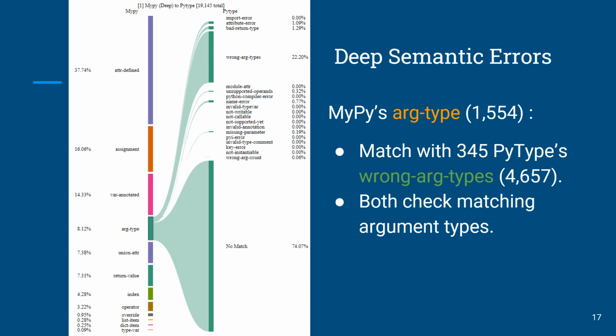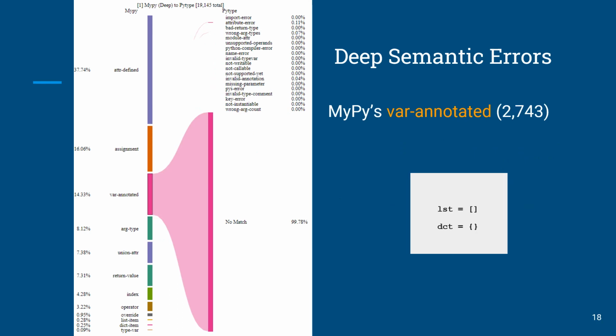Regarding argument types, there is overlap between errors reported from both tools. For MyPy's argument type code and PyType's wrong argument type code, they both detect argument types that are incompatible with the corresponding formal parameter type. There are some MyPy codes that do not have corresponding PyType codes. For example, MyPy's variable annotated is reported when an empty list or dictionary is initiated without type annotation.